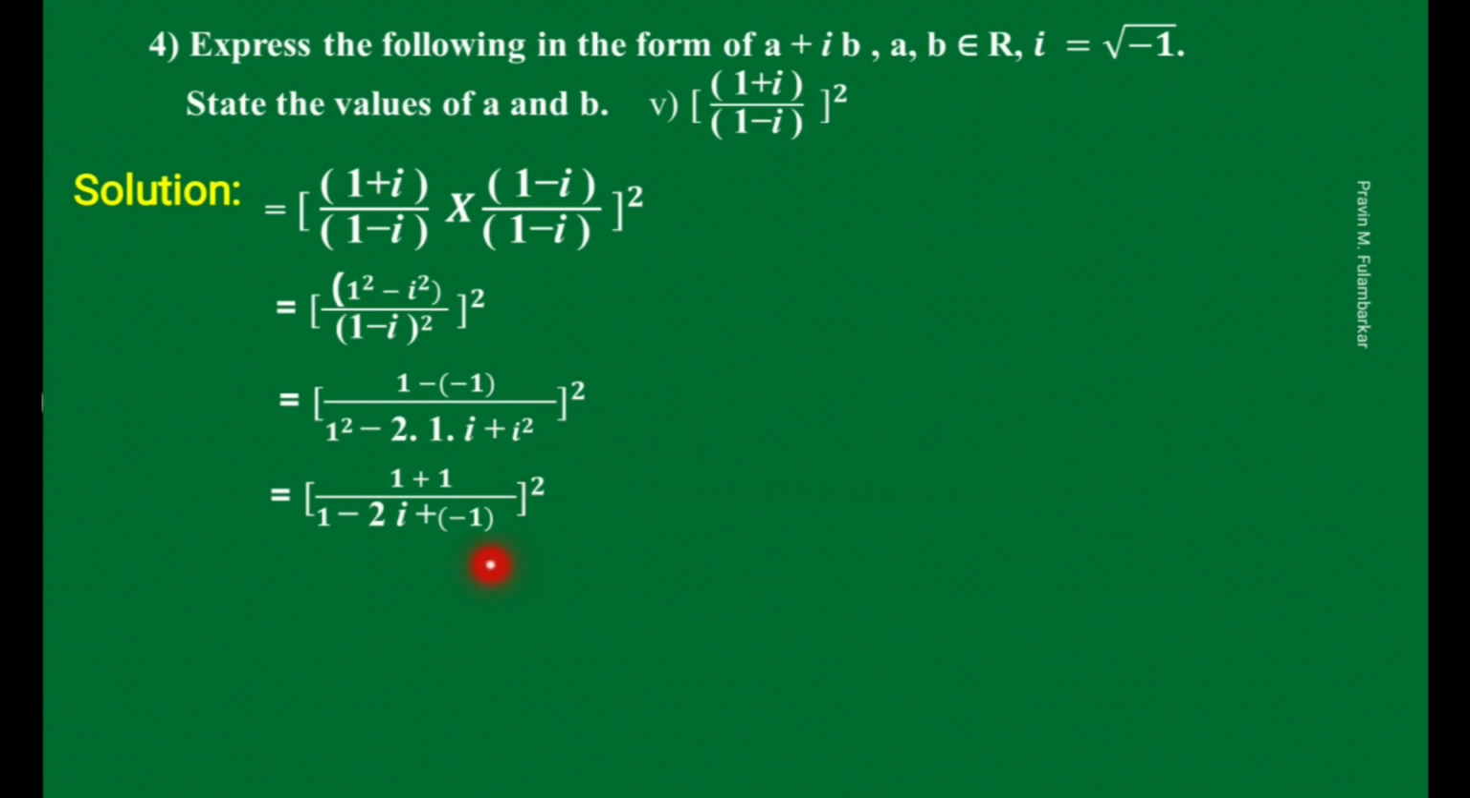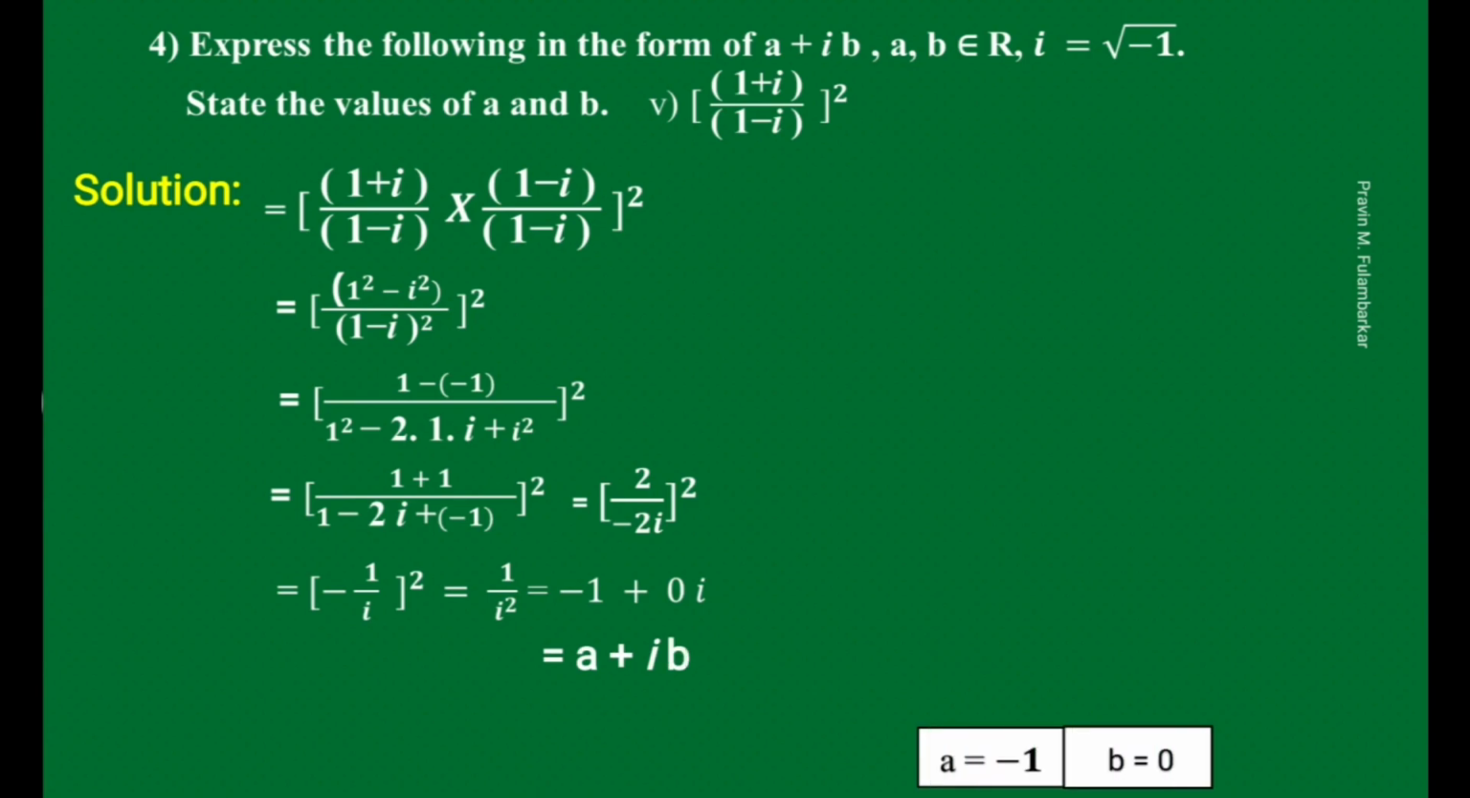So we write 1 plus 1 is 2, over minus 2i. So 2 get cancelled, we get here minus 1 by i. So the square of minus is plus, the square of 1 is 1, the square of i is i square. So we write 1 by i square. We know that i square is minus 1. So 1 upon minus 1 we get minus 1. So we write this minus 1 as minus 1 plus 0i. So we compare this minus 1 plus 0i with a plus bi. So we get a equals minus 1, b equals 0.